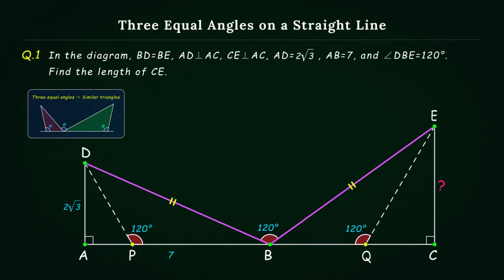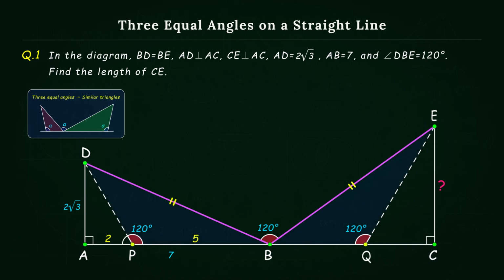Once the construction is complete, several useful geometric relationships immediately appear. Take a look at the small triangle on the left. It is a right triangle, and one of its angles is 60 degrees. Using basic trigonometry, we can show that PA equals 2. Since AB is 7, PB must be 5.